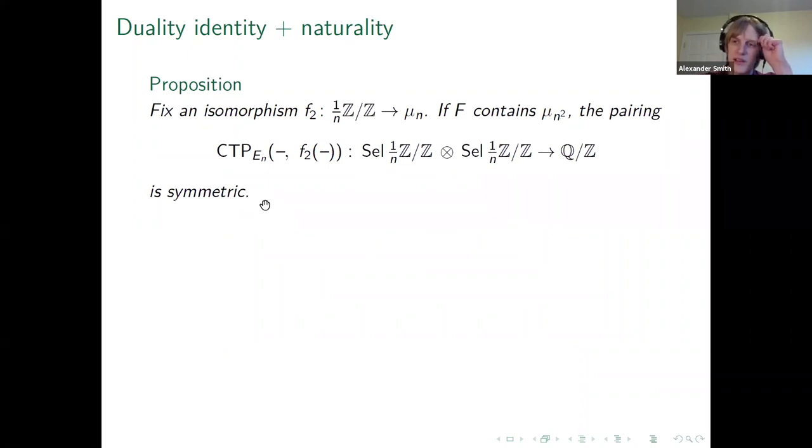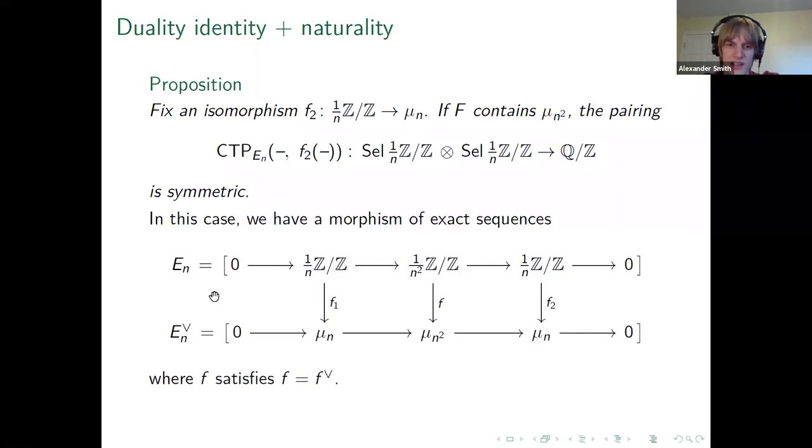And given the duality identity and naturality, this is basically just saying that we have this morphism of exact sequences. So any isomorphism between the cyclic group of order n squared and the n squared roots of unity is going to be self-dual. Symmetry is free. We get the result for free.